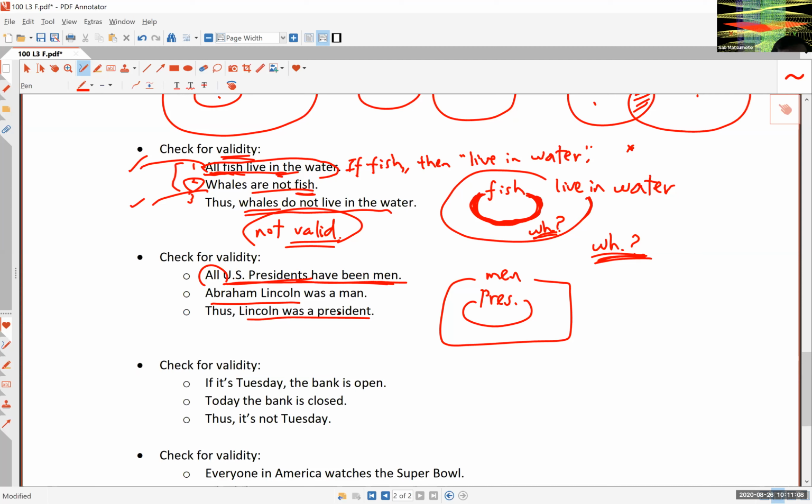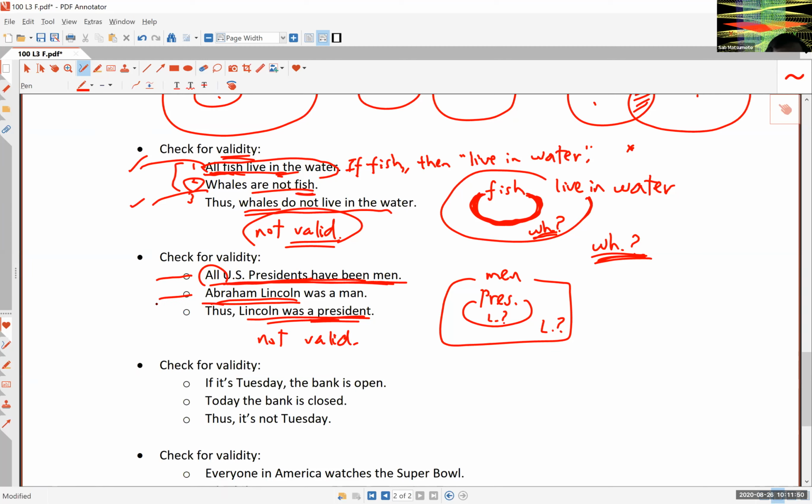The answer? This is not a valid argument, even though the conclusion happens to be correct. Why is it? Based on this first statement, I have drawn two circles, the president circle and the man circle. Abraham Lincoln was a man, so all we can conclude is that Lincoln may be here or maybe here, right? We don't really know based on the second statement where Lincoln is. All it says is Lincoln is a man. So that does not give you this conclusion as a valid conclusion. It's not valid, even though this statement happens to be true and this statement happens to be true.